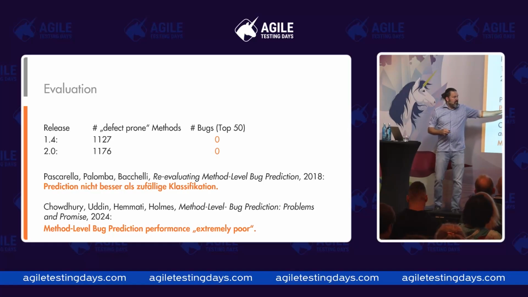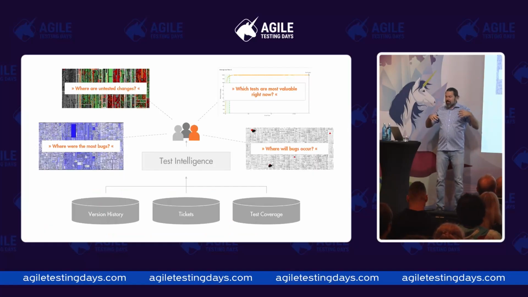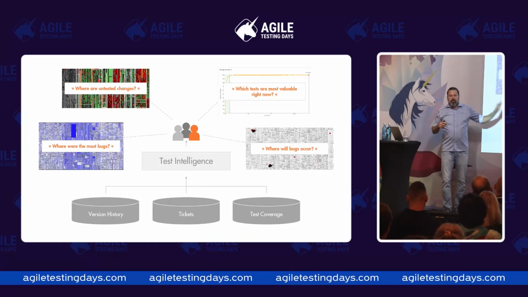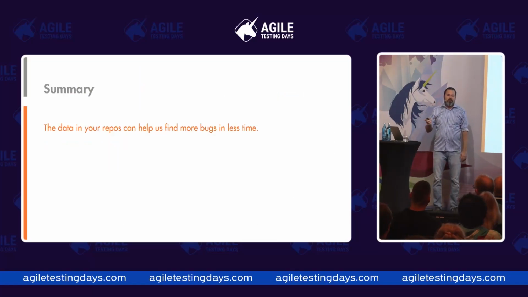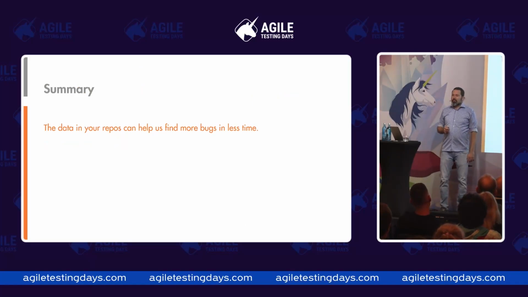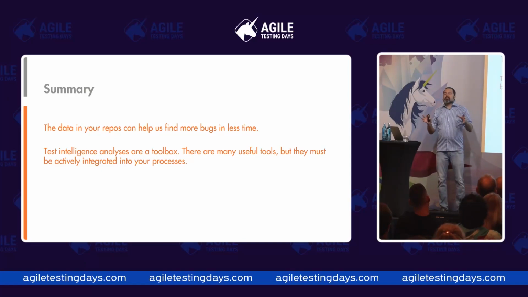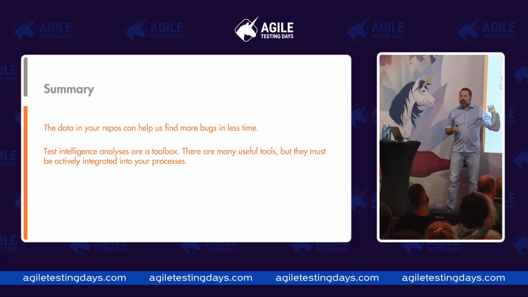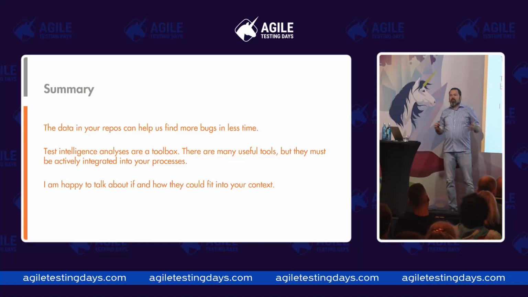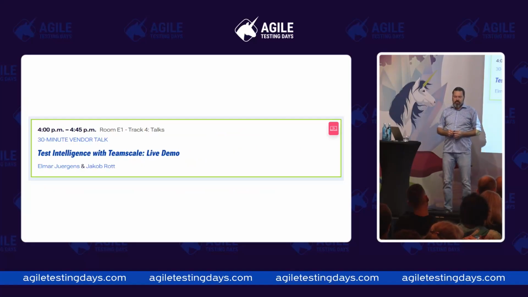So I just wanted to include this in here because while it's very impressive how many things LLMs can do, it doesn't help for this. Let me just wrap up what I wanted to show before we take a couple of minutes for questions. The data in your repositories can help us find more bugs in less time. But test intelligence analyses are a toolbox. For those of you who were in the keynote yesterday evening, there's not one principle that applies in every single context, and it's the same thing with test intelligence analyses. They must be fit into your context, and you won't be surprised that I'm happy to help you and talk through your context if you're interested in this.